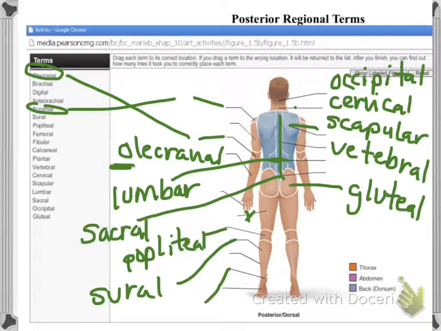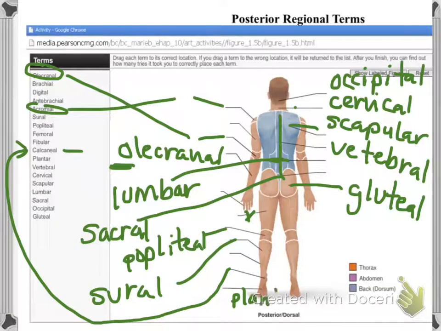The back of your heel, I don't have enough room to write, I'll just draw an arrow to it, is calcaneal, right here. And then the bottom of your foot, where did I tell you get plantar warts? So this one down here is plantar. Plantar warts or plantar fasciitis. So those are the posterior regional terms.